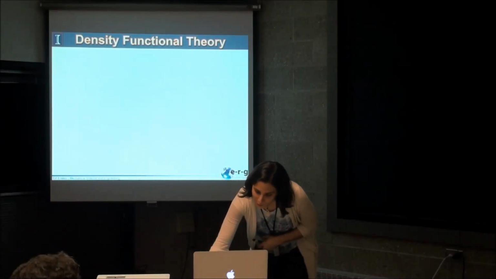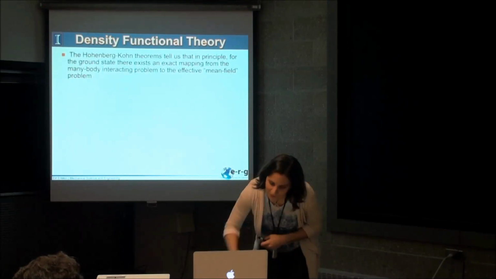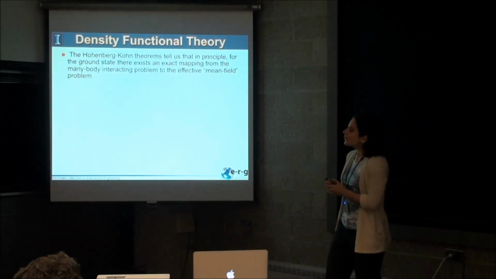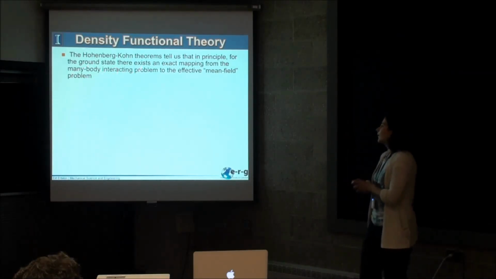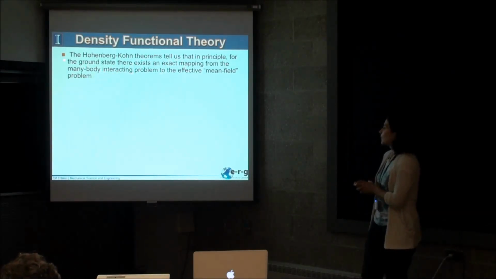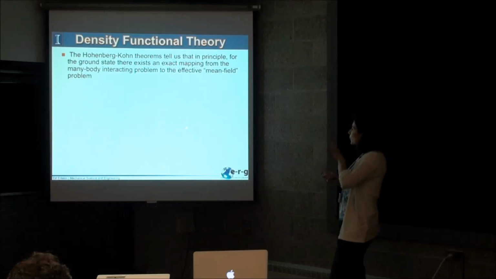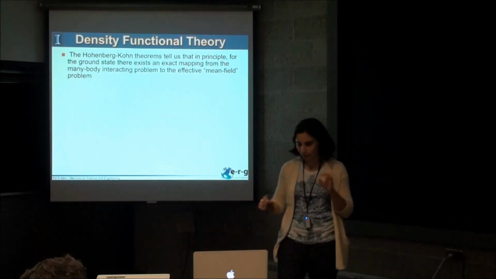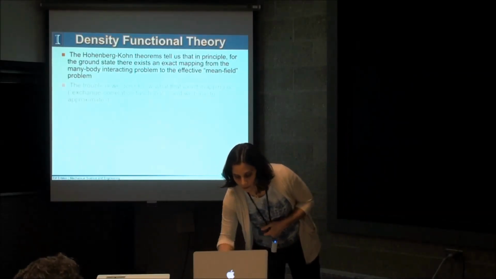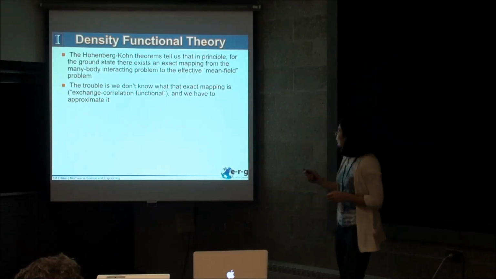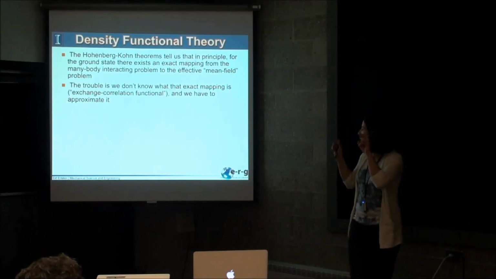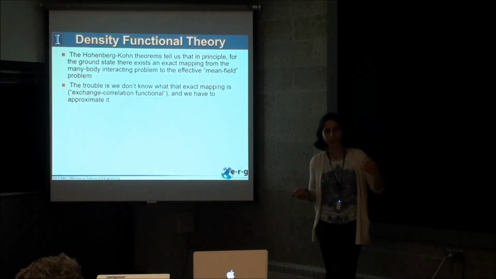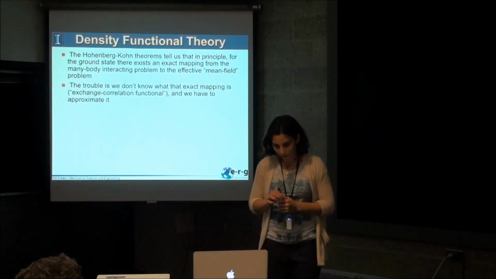A couple of notes on density functional theory. So first of all, you can show, and it's relatively easy to do, that in principle, for the ground state wave function, there is an exact mapping from this many-body interacting problem to some sort of effective mean field problem. We know it's out there. The trouble is, here's the rub, we don't know what that mapping is. We'll often refer to it as the exchange correlation functional, and we have to approximate it. We have to approximate it in reality.